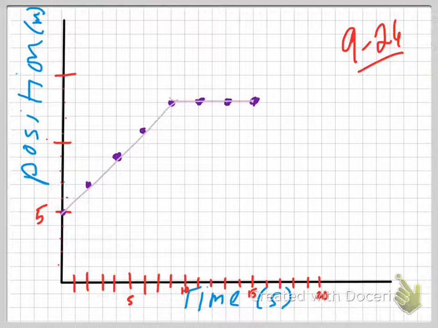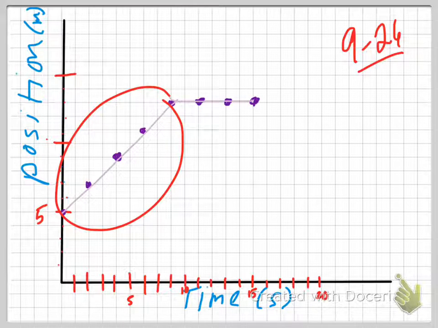Okay, how many of you said something like it moved for a while, then it stopped? Okay. So you all recognize that if the position is not changing in some time interval, this object is not moving. It has come to a stop. If it's a car, it parked. During this portion of the event, it was moving.